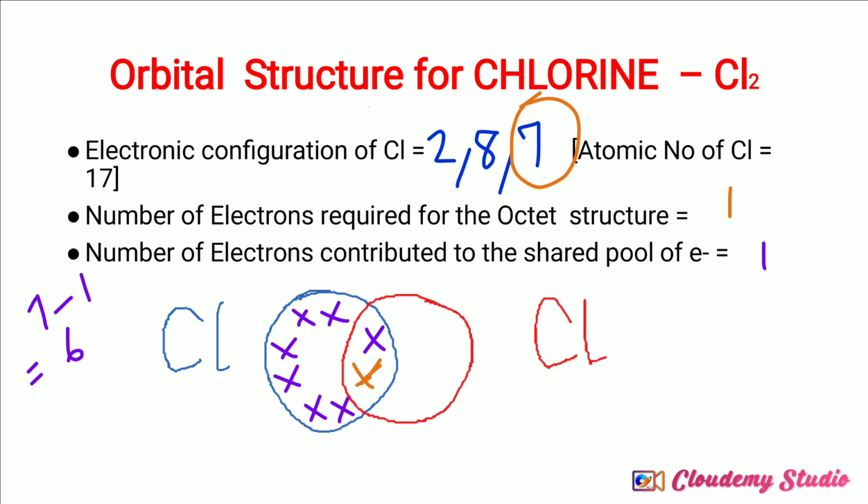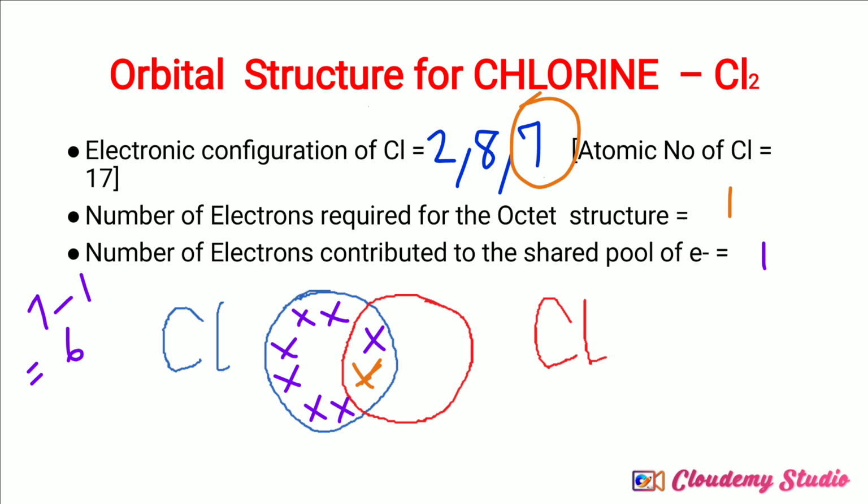Now I have drawn the 6 crosses away from the shared pool of electrons. Now, at the left hand side, the blue circle alone, if we consider the total number of electrons, how many are there? 7 blue crosses and 1 maroon cross. So 7 plus 1, total how many? 8. So this left hand side chlorine atom has got 8 electrons at the valence shell or the outermost shell. Therefore, this atom is stable now.